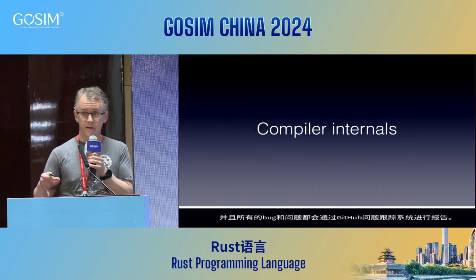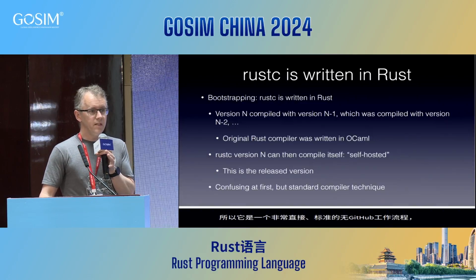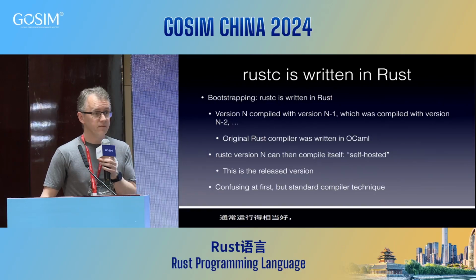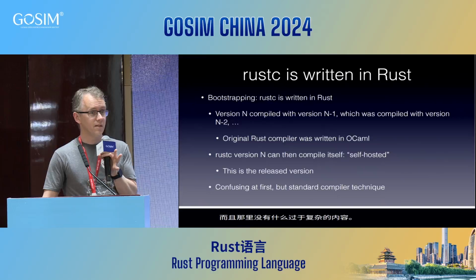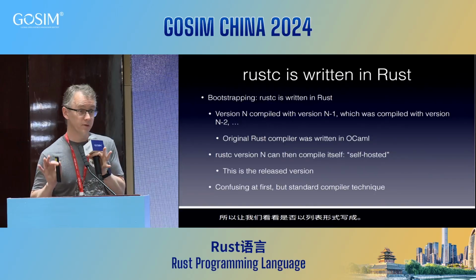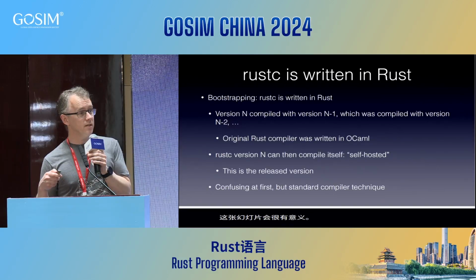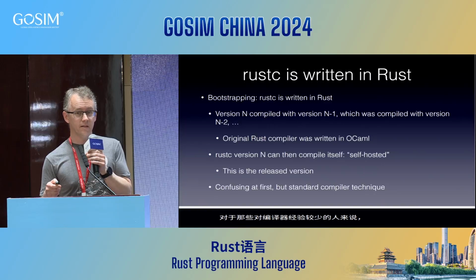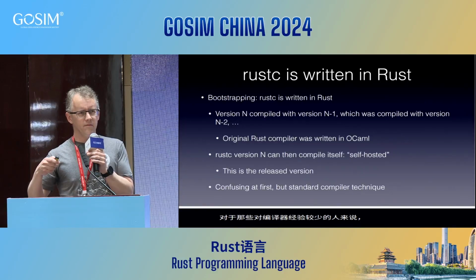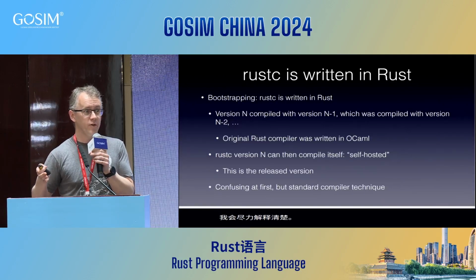I'll now talk a little bit about the internals of the compiler. So rustc is written in Rust. For people who are familiar with compilers, this slide is going to make a lot of sense. For people who are less experienced with compilers, this slide may be a little confusing, but I'll do my best to explain it. So there's this process called bootstrapping, and the idea is that if the Rust compiler is written in Rust, how do you get a working compiler?